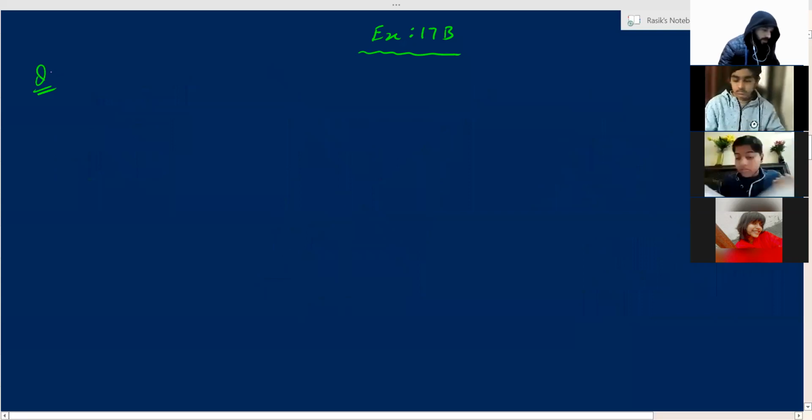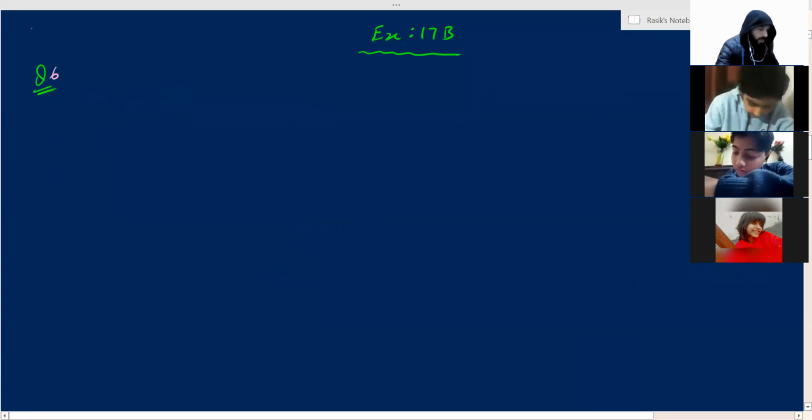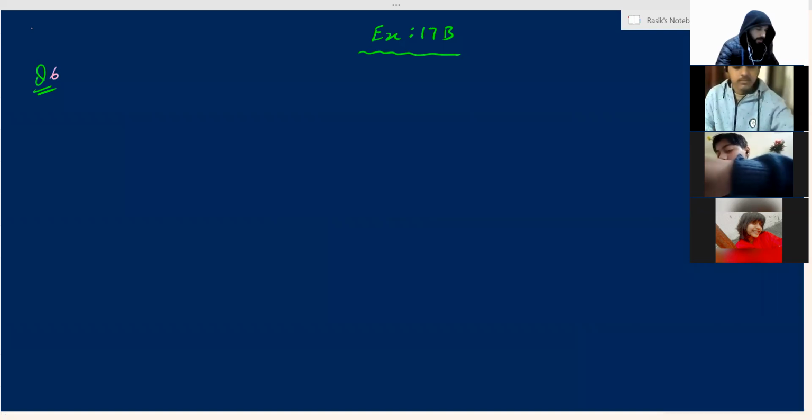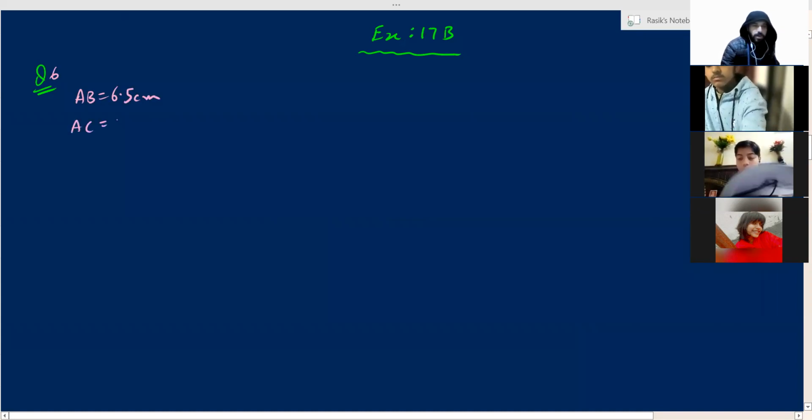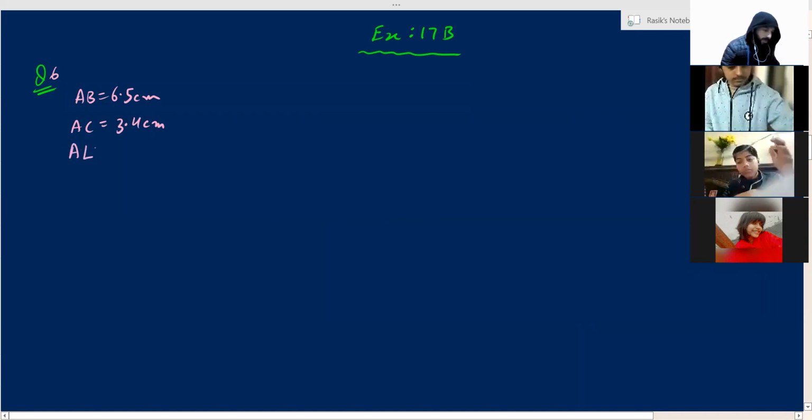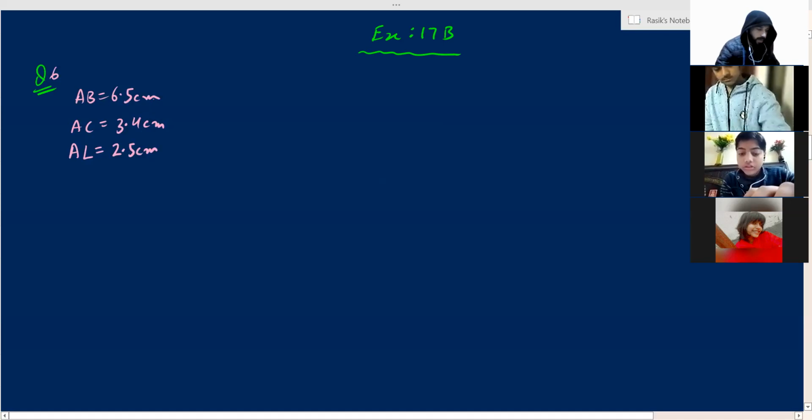So question 6. Construct a parallelogram ABCD in which AB is 6.5, diagonal AC is 3.4 centimeters, and altitude AL from A is 2.5 centimeters. This is the altitude AL. So this is what we have to do in the parallelogram.